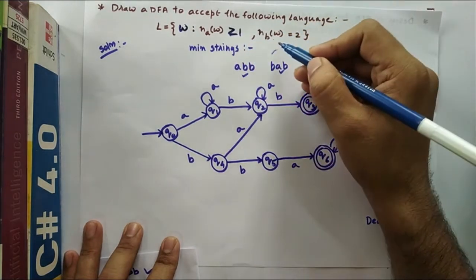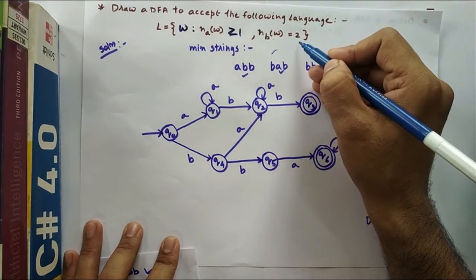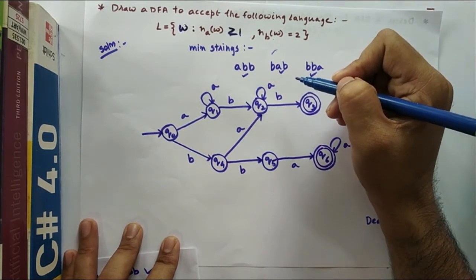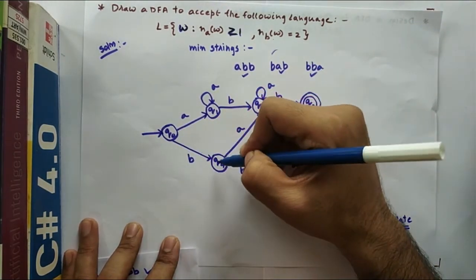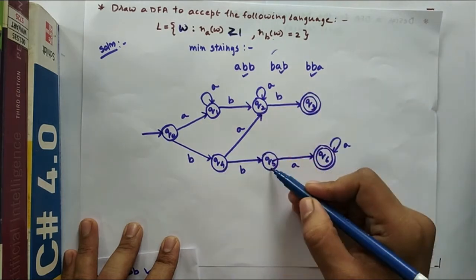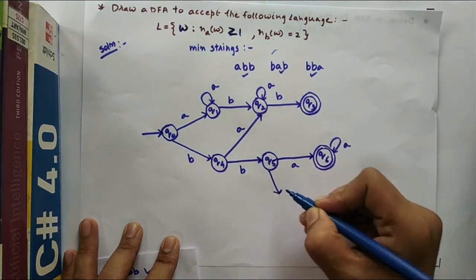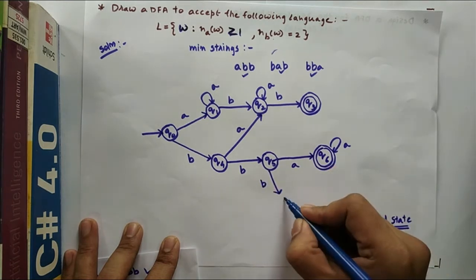Now the constraint given here is number of B's should be exactly 2. What if the third B comes into picture? So when the first B is encountered, you come here, second B encountered, come here. Now for the third B, you go to say Q7.